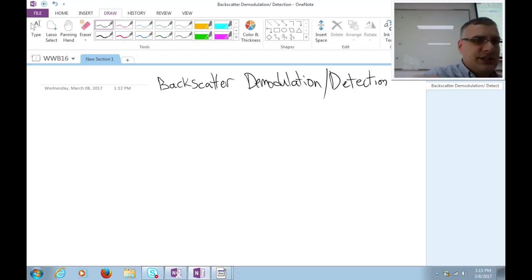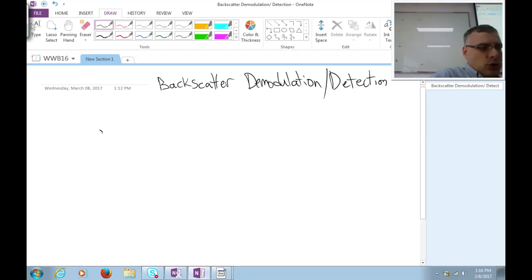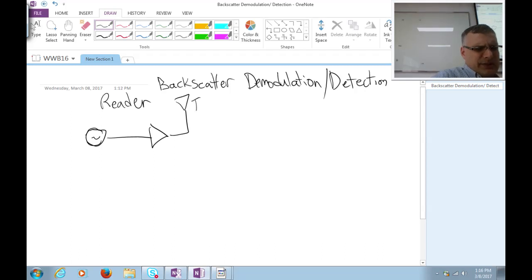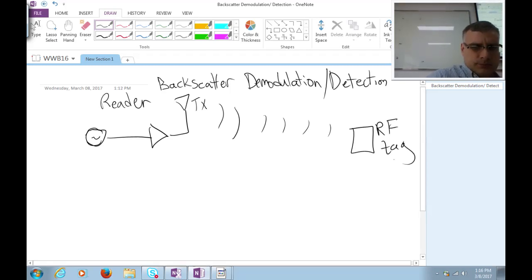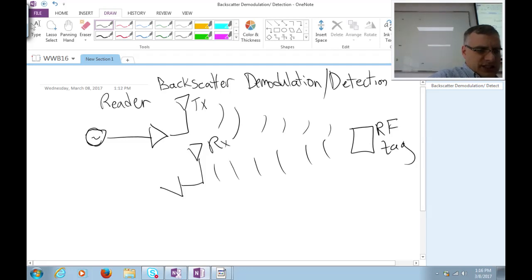So here's our problem. We would like to use modulated backscatter to pull information off of a very low-powered communicator, one that's only using load modulation. And of course, what does that look like? There's an oscillator at our reader. You would amplify that signal and transmit it out of a transmit antenna. A wave goes to a tag, which then reflects back with modulation to a receiver antenna, which of course has some sort of low noise amplifier in front of it.